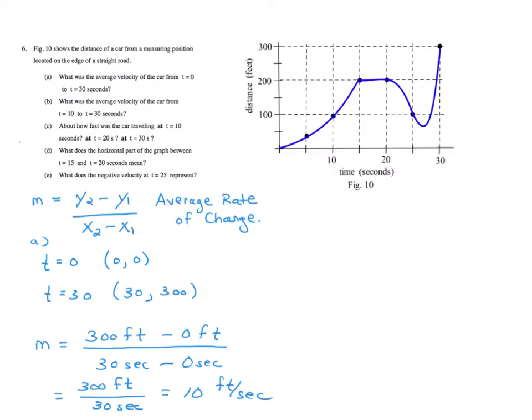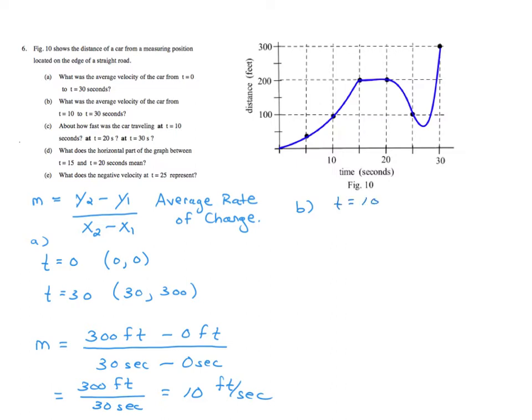Okay, let's check out part B. So we'll move on to that part next. So for part B, same idea. I now want the average velocity from 10 to 30 seconds. So now I'm looking here to here. And I'm going to do this directly using the slope formula. I'm going to list my 2 points first.